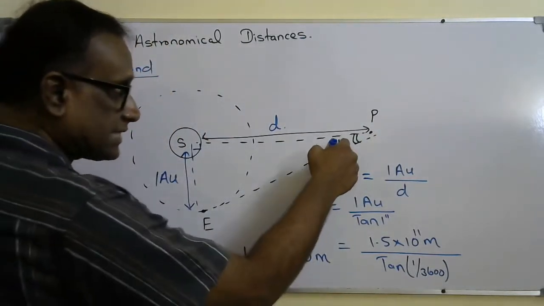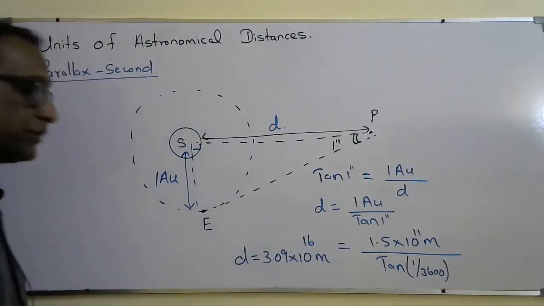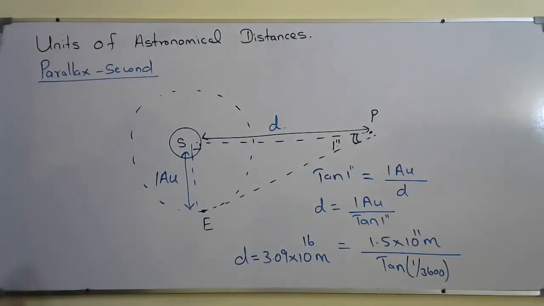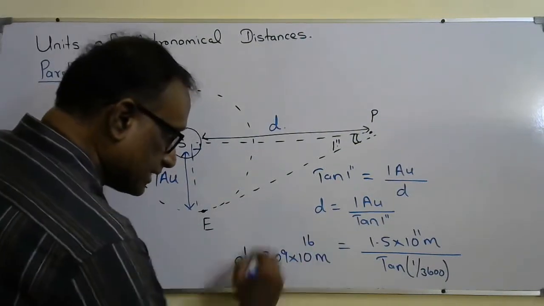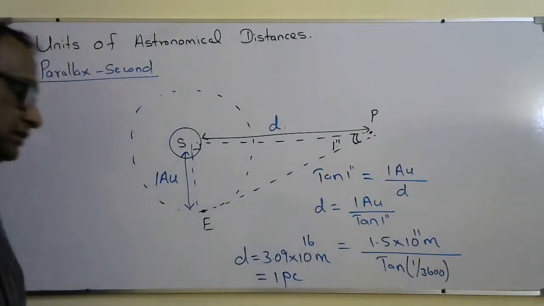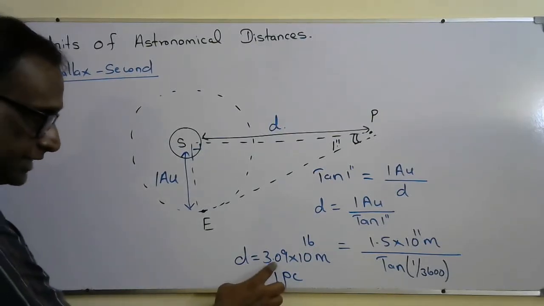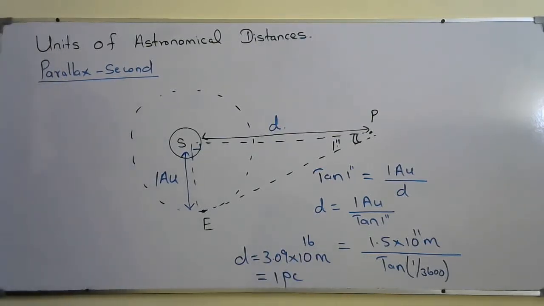That distance, which makes this angle 1 second, is 3.09 times 10 to the power 16 meter. This distance is defined as 1 parsec, 1 PC. So 1 PC equals 3.09 times 10 to the power 16 meters.